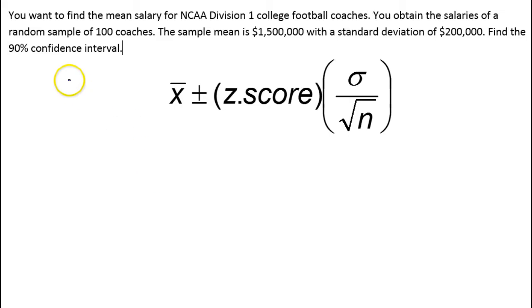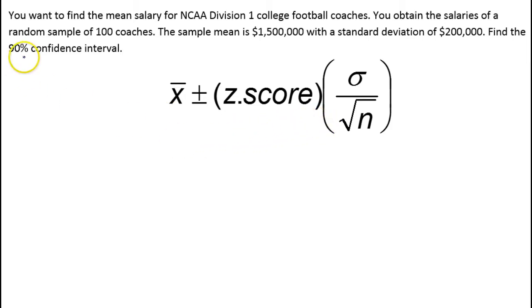So in other words, we're finding the range of salaries where we can be 90% sure that the actual average salary of all the coaches would be somewhere within that range. This is the formula that we use to calculate confidence interval.